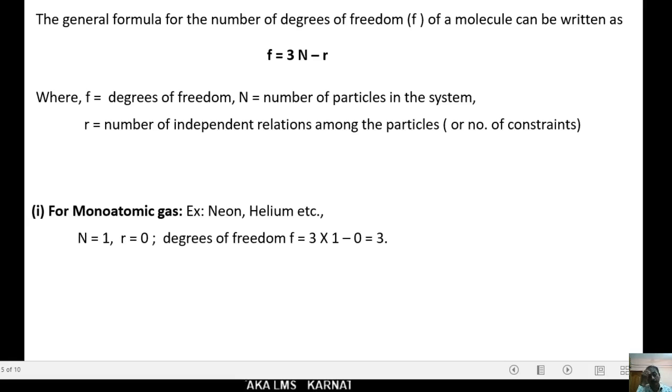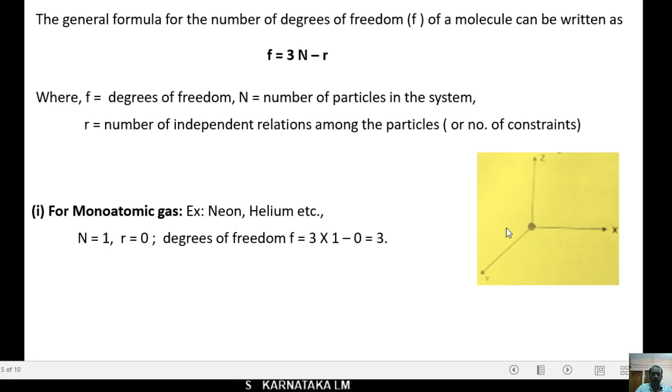Let us see for monatomic gas. Monatomic means the gas having only a single atom. For example, neon, helium, etc. Here in this case, N, that is the number of particles in the monatomic gas, is 1. Here showing the diagram, X, Y, Z, the coordinate system. For example, neon has only one particle, that is N is equal to 1. Only one atom is there.